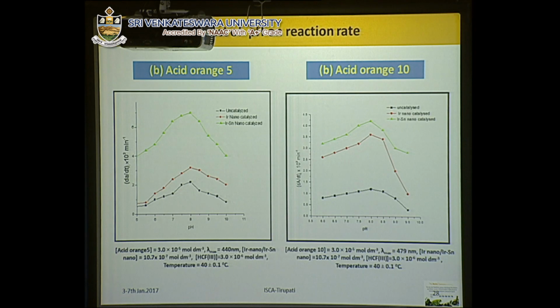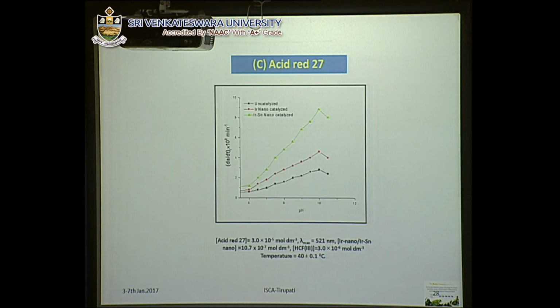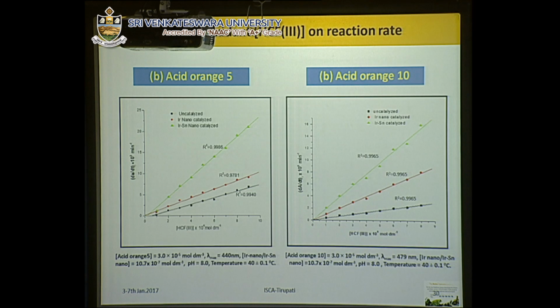Then to set the pH, first of all we varied the pH in the range of 6 to 10, and it is found that in case of acid orange 5 and acid orange 10 it is 8, and in case of acid orange 27 it is 10. Then the effect of the oxidant, that is hexacyanoferrate 3, on the reaction rate has been studied, and it is found that in all the cases, that is in case of all the 3 dyes, it follows first order kinetics.